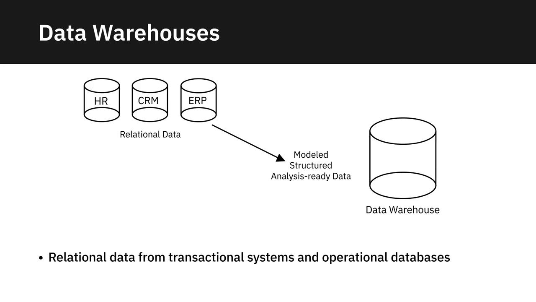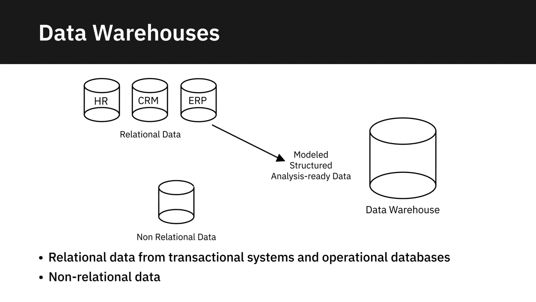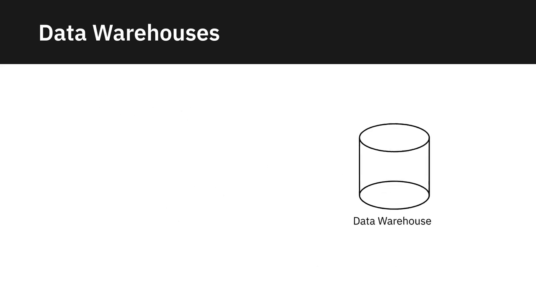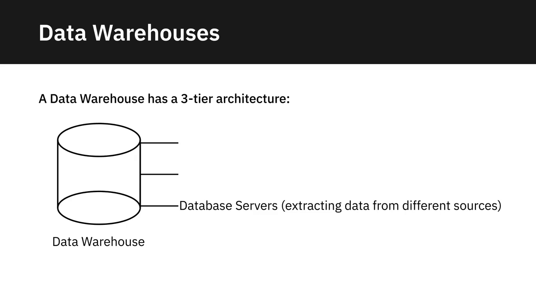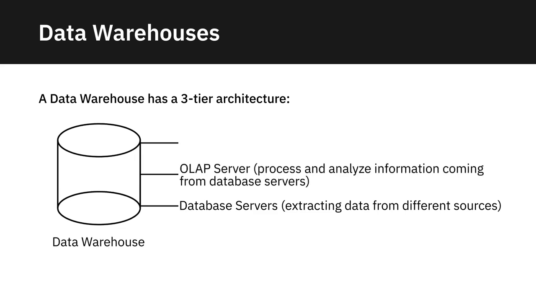But with the emergence of NoSQL technologies and new data sources, non-relational data repositories are also being used for data warehousing. Typically, a data warehouse has a three-tier architecture. The bottom tier of the architecture includes the database servers, which could be relational, non-relational, or both, that extract data from different sources. The middle tier of the architecture consists of the OLAP server, a category of software that allows users to process and analyze information coming from multiple database servers.